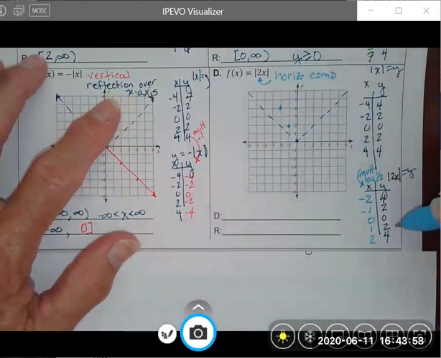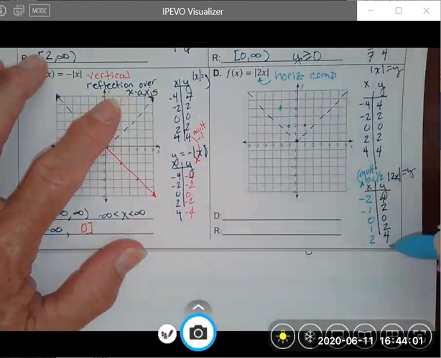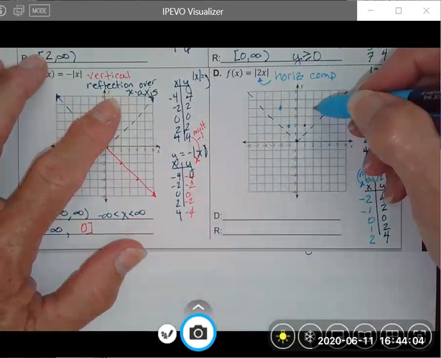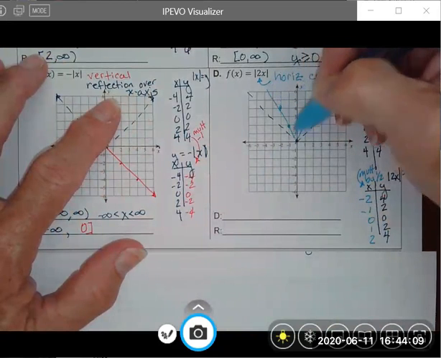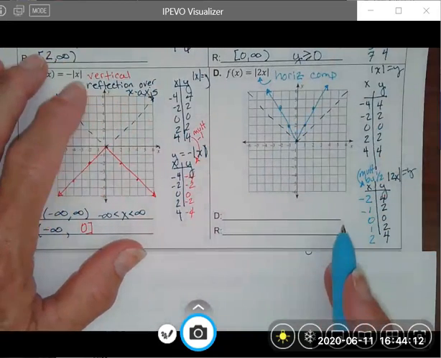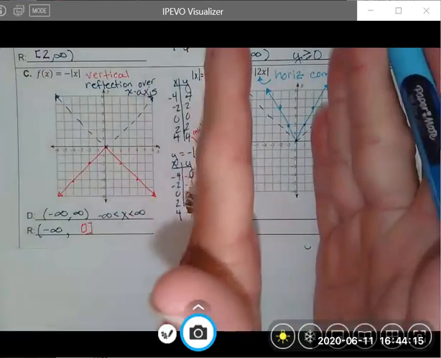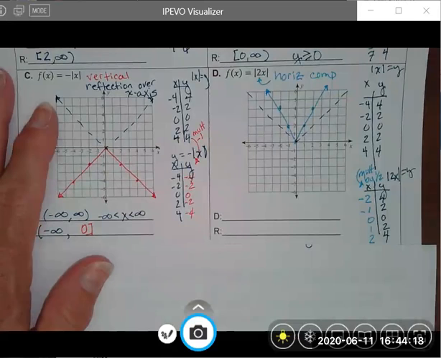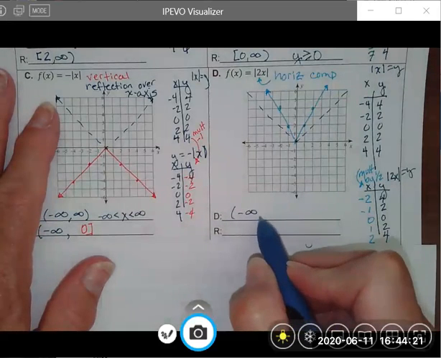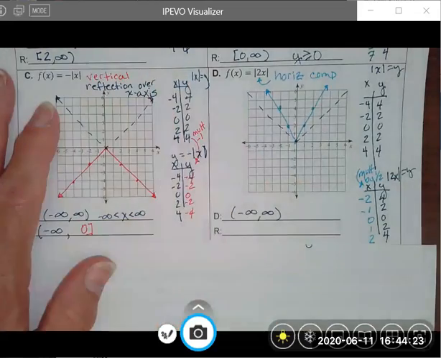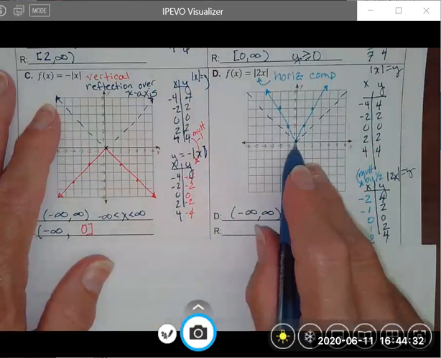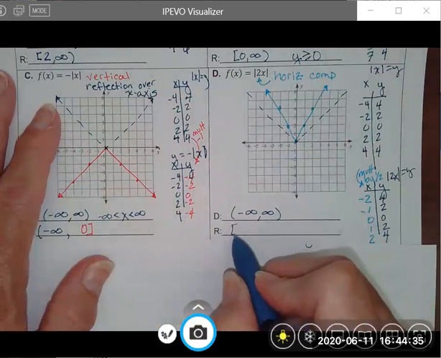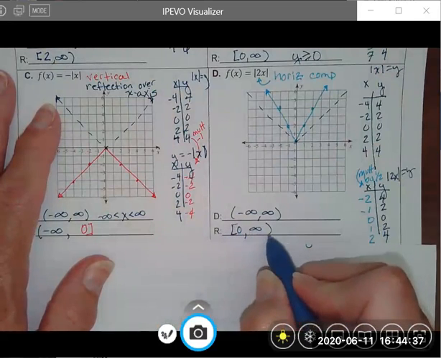My horizontal compression did not change my vertex, which means it's probably not going to change my range statement. I don't want to make absolute statements, but that is a suspect. And here's my new function. So it did, in fact, compress in a horizontal direction, and did not change my domain values. I'm still going to go in the negative direction infinitely and in a positive direction infinitely along the x-axis. And my range value has not changed because my vertex is still (0, 0). So I'm still going to 0 and go up forever.